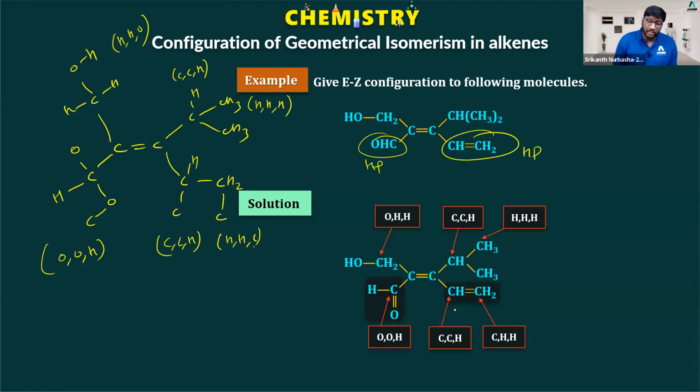So both high priority on the same side means Z. Okay, you have to be careful while answering this. If the first atom is the same and the three groups connected to the first atom are also the same, then you have to go with the second atom and look at the three groups connected to the second atom also.